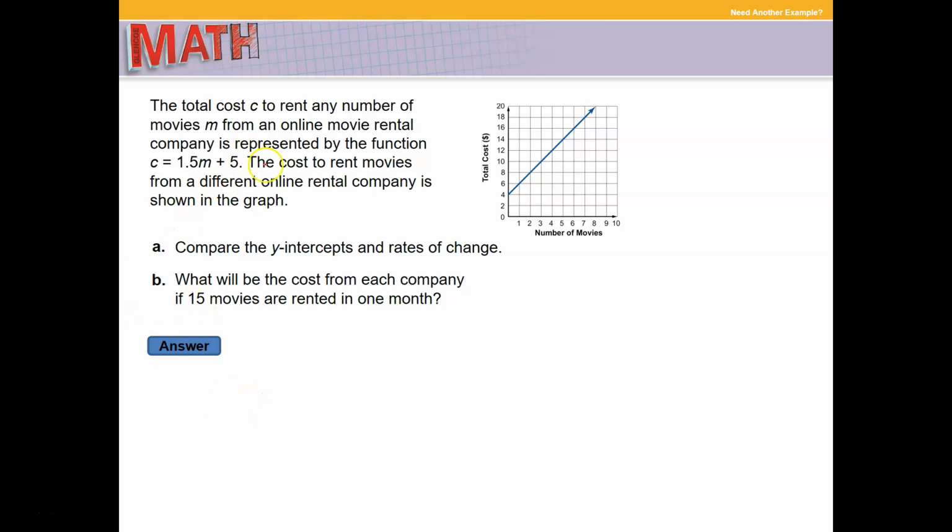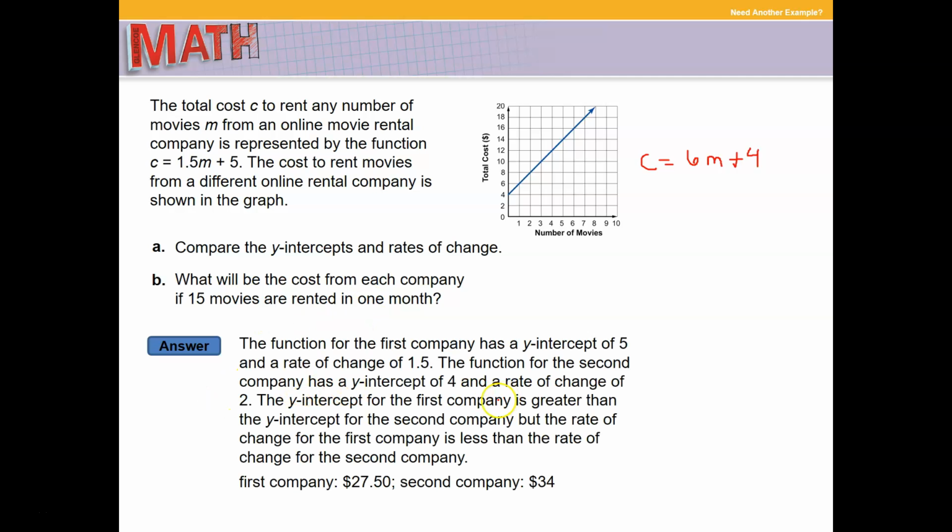Our y-intercept for this equation is 5. Here it's 4. And this is one movie is $6. So our equation here would be C equals 6 times M plus 4. Okay, compare their y-intercepts and rate of change. So the first company has the greater initial cost, but the less for the rate of change.